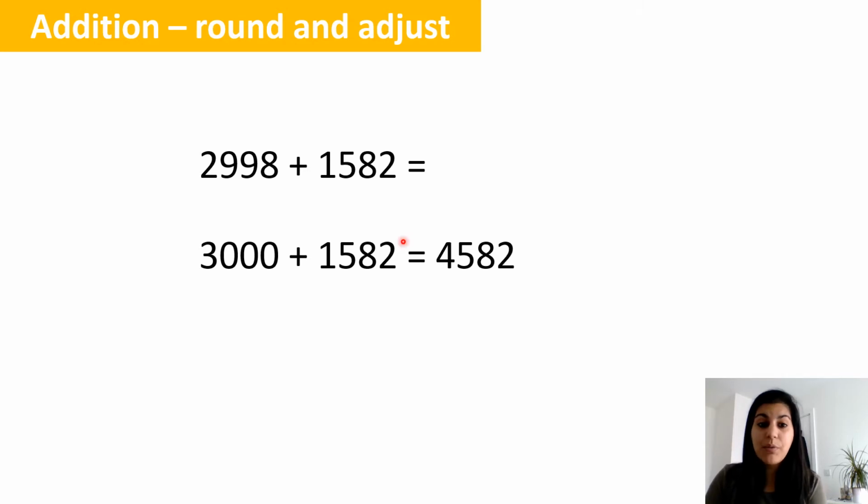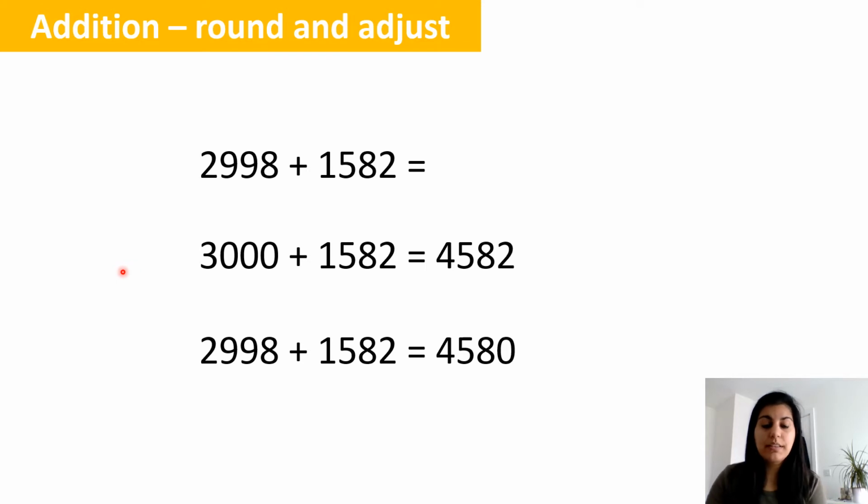No, I wasn't. I was meant to add 2,998. So I've actually added 2 more than I should have. I need to now give those 2 back. So from my answer, I need to take 2 away because I've added 2 extra than I should have. So I now need to take away my 2 from my answer. So you can see my answer has changed from 4,582 to 4,580.